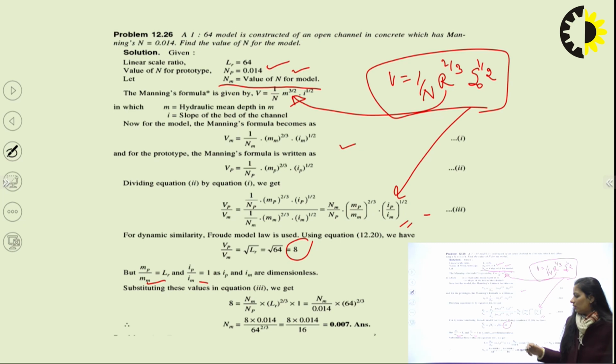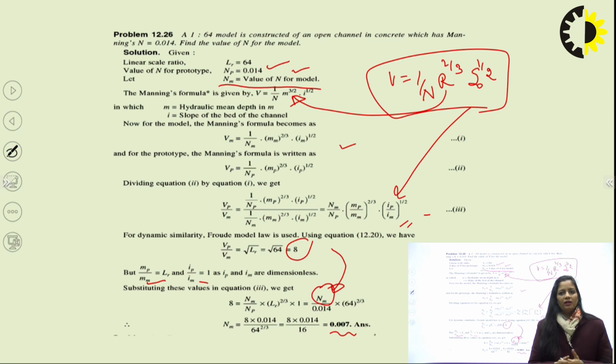Now just substitute in this particular equation, and you can find the equation for Nm. You can get the value of Nm, or the Manning coefficient for the model, as 0.007.